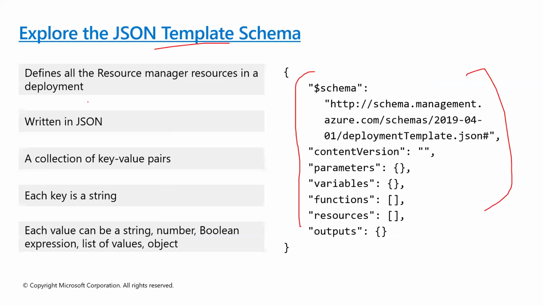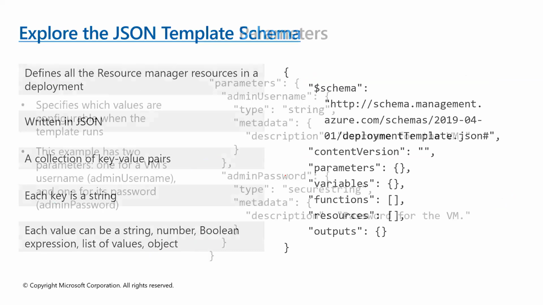And when it comes to your JSON, you define all the Resource Manager resources in the deployment, which is written in JSON. And it is a collection of your key and value pairs. And each key is a string here, right? Each value can be a string, number, Boolean expression, or a list of values, right? The moment you write a JSON format, upload that file, and your environment is ready.